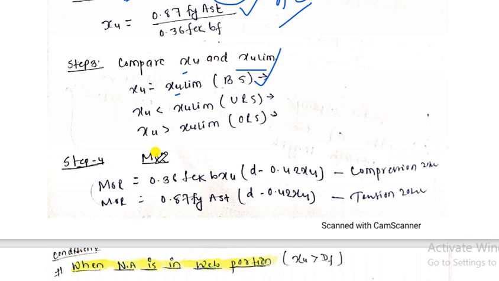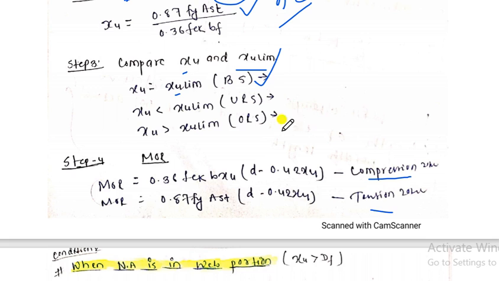So in step 4, the main theme of this analysis, we need to calculate the moment of resistance. As I have told you previously, we have already analyzed the singly reinforced beam and doubly reinforced beam. So the main theme is to find out the moment of resistance. The moment of resistance can be calculated in the compression zone as well as in the tension zone.